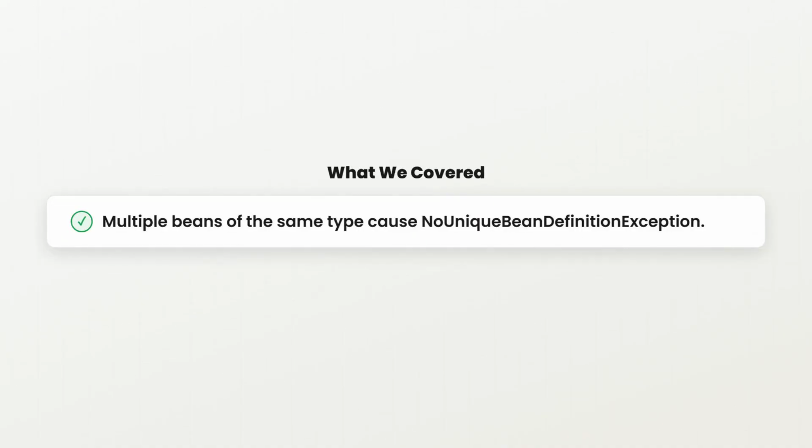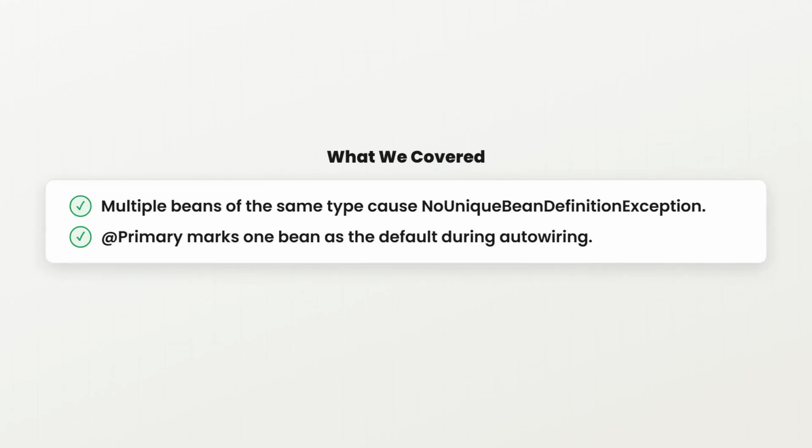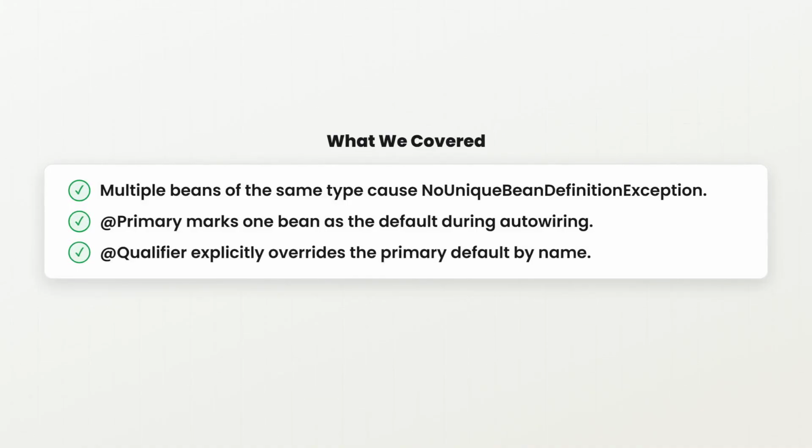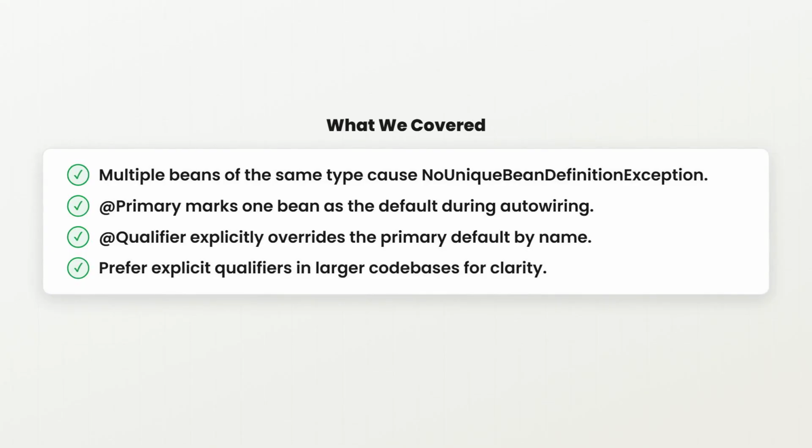Multiple beans of the same type cause a NoUniqueBeanDefinitionException. @Primary marks one bean as the default during auto-wiring. @Qualifier explicitly overrides the primary default by name. Prefer explicit qualifiers in larger code bases for clarity.